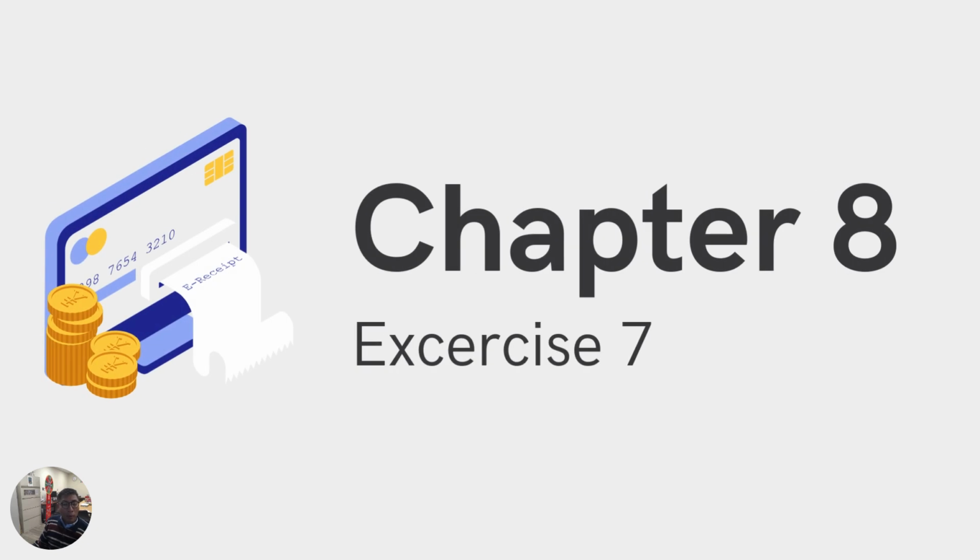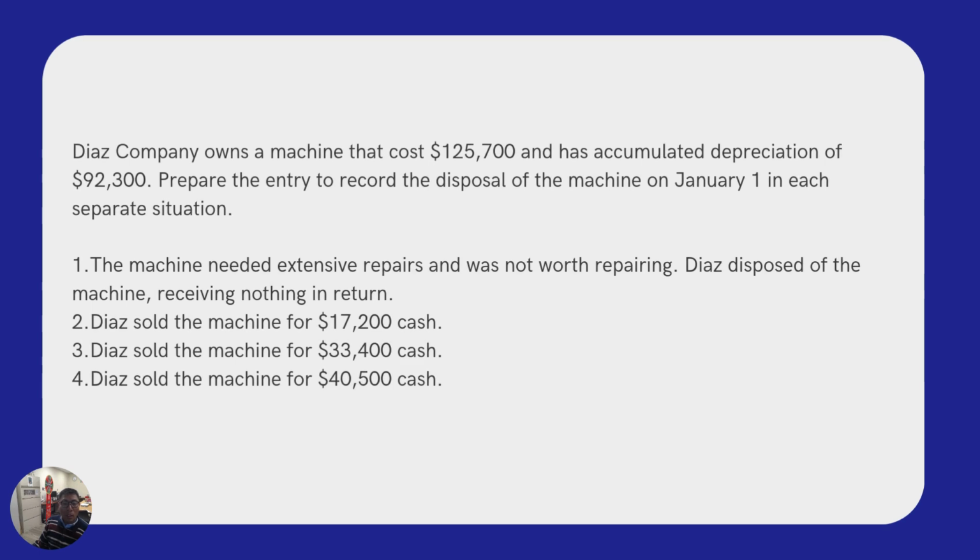Hi everyone, we're going to talk about chapter 8, exercise 7. The exercise is related to a company called Diaz Company, which owns a machine that costs $125,700, and throughout its useful life it has accumulated depreciation of $92,300. Now we're going to prepare the entry to record the disposal of the machine.